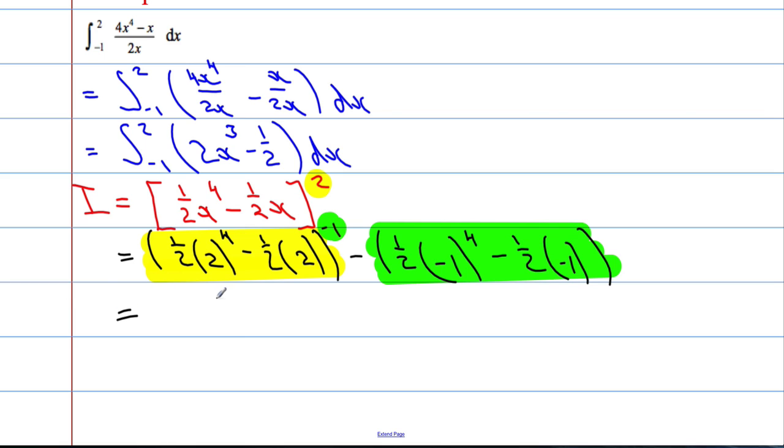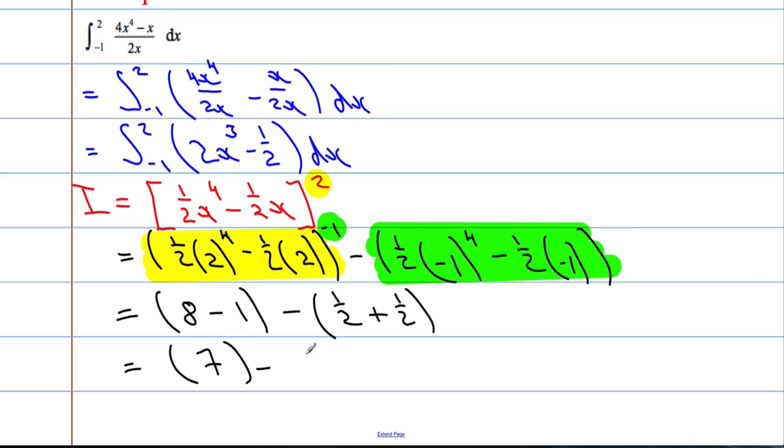2 to the power 4, it's going to be 2, 4, 8, 16. 16 times a half is 8. And a half times 2 is 1. And I need to take away negative 1 to the power 4, which is 1. 1 times a half is a half. And negative a half times negative 1 is going to be positive a half. Which is going to give me 7 subtract 1, which is 6.